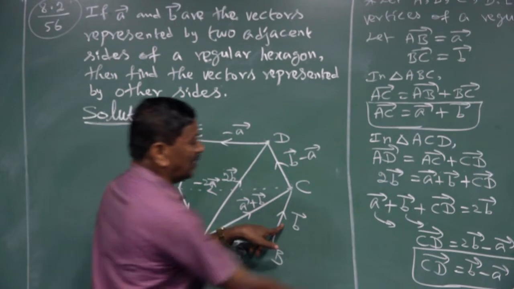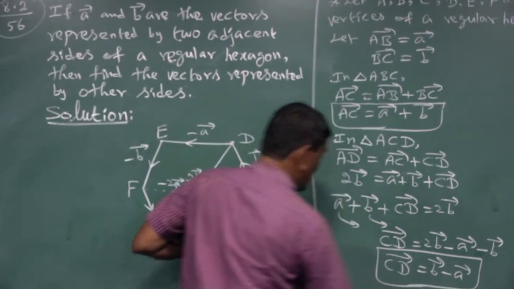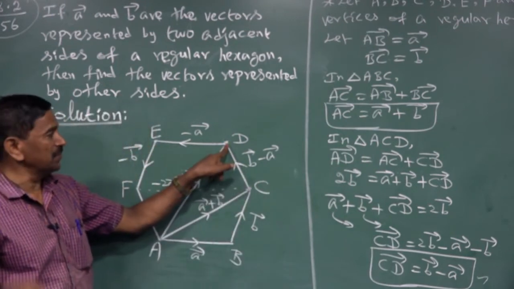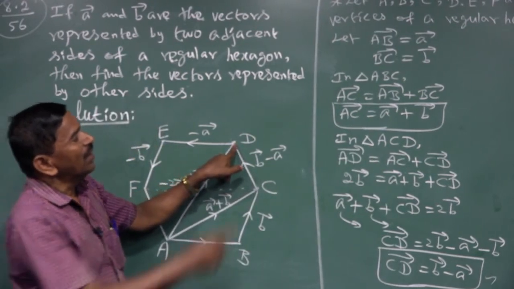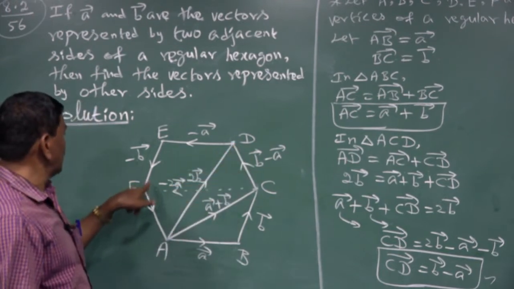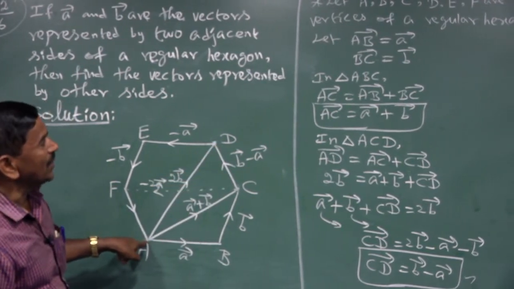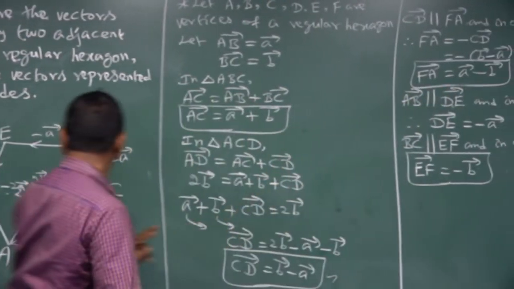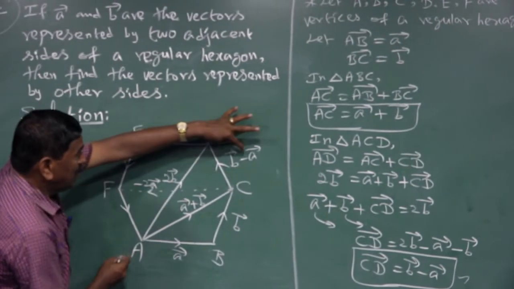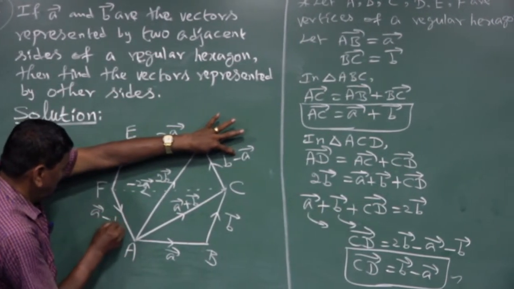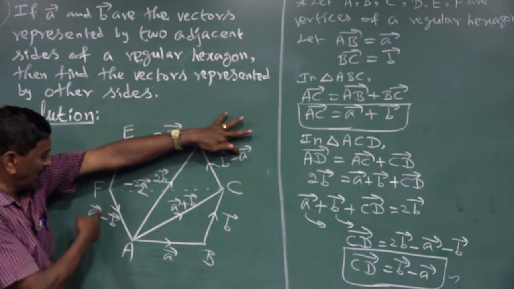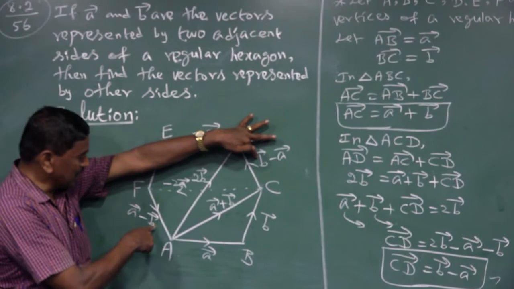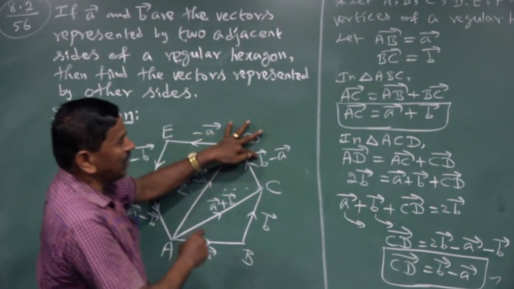Here, first one is CD vector is equal to B minus A. Next, FA vector. Already we found out, FA vector is equal to A vector minus B vector, because minus A vector opposite, plus A vector, plus B vector opposite, minus B vector, that's all. So FA vector is ready.